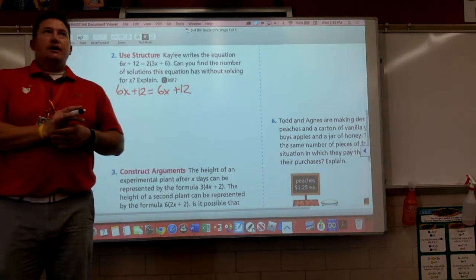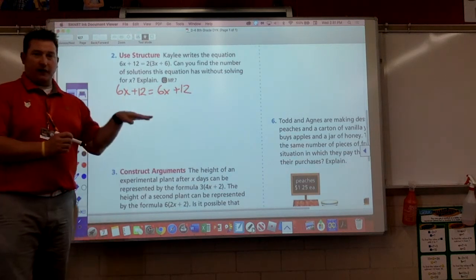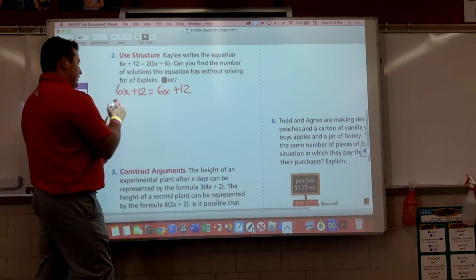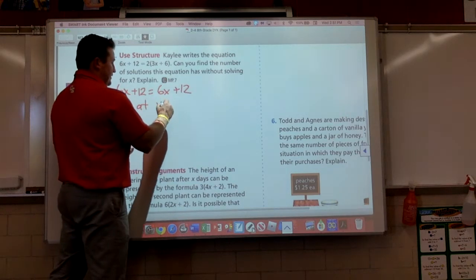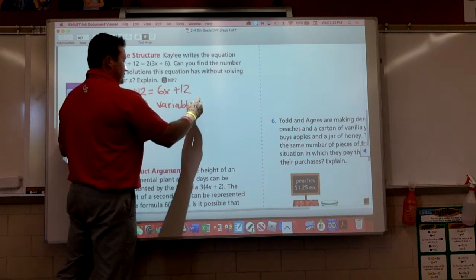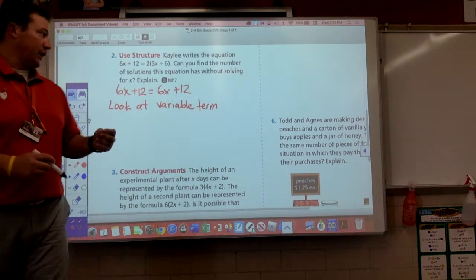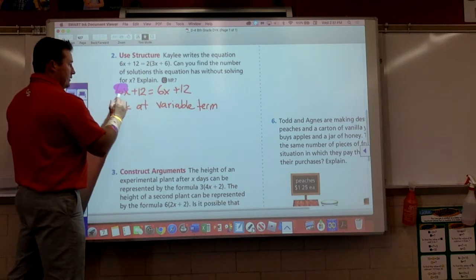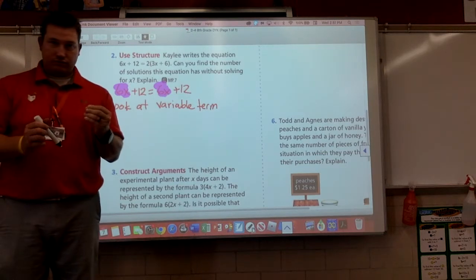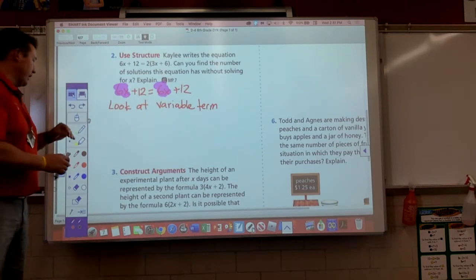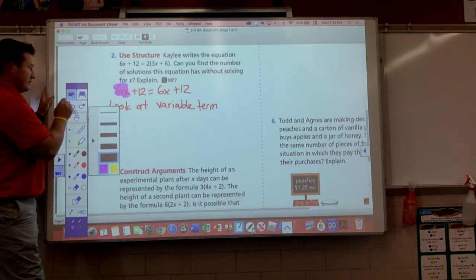All right. So here's what we need to do. If I don't want to solve for x, we can stop right here and look at the variable term. Hopefully you all know what I mean when I say look at the variable term. If they are identical, are those identical? Very hard to see with purple, Mr. Noel. Yes, but they are identical.